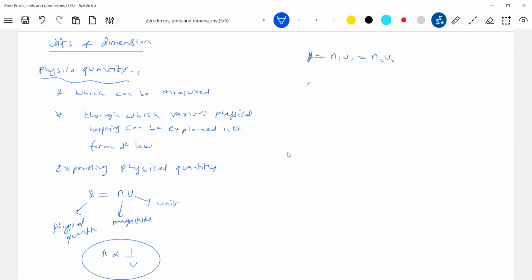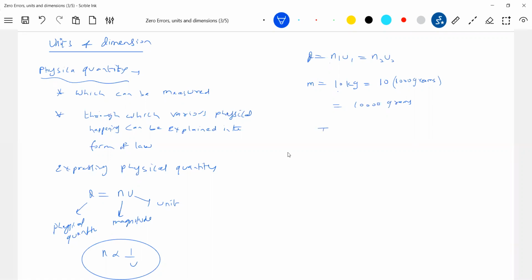Instead of wasting time, let me put it here. What is this 10? The magnitude. What is kg? The unit. Can I express this in terms of grams? What is 1 kg? 1000 grams. So 10,000 grams here. Earlier it was 10 kg and now it is 10,000 grams. So when you change the units, the magnitude will change. So we can write N1U1 equal to N2U2.